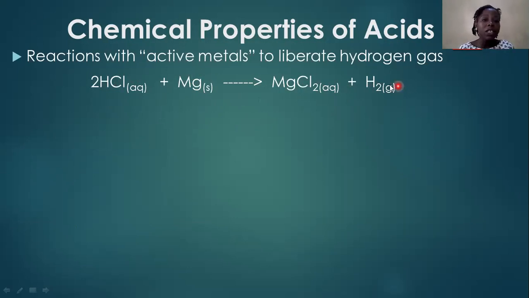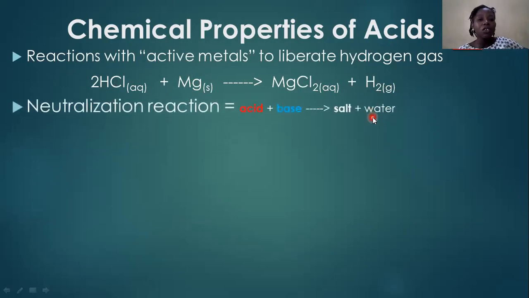So one of the chemical properties of acid is that it reacts with metals to give off hydrogen gas. Then next, neutralization reaction. Neutralization reaction is the reaction between an acid and a base to give you salt and water only. So neutralization reaction is a very important reaction in chemistry. So I told you it's the reaction between an acid and a base to give you salt and water.